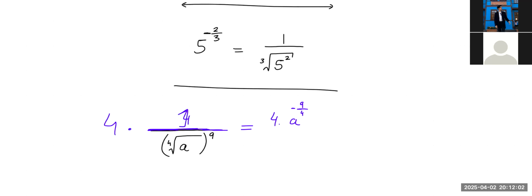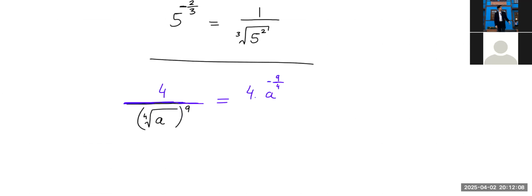It doesn't matter because it doesn't have any powers on it. It's just a separate thing. It's a coefficient. Oh, I got confused by the notation. Okay, so this is basically it.